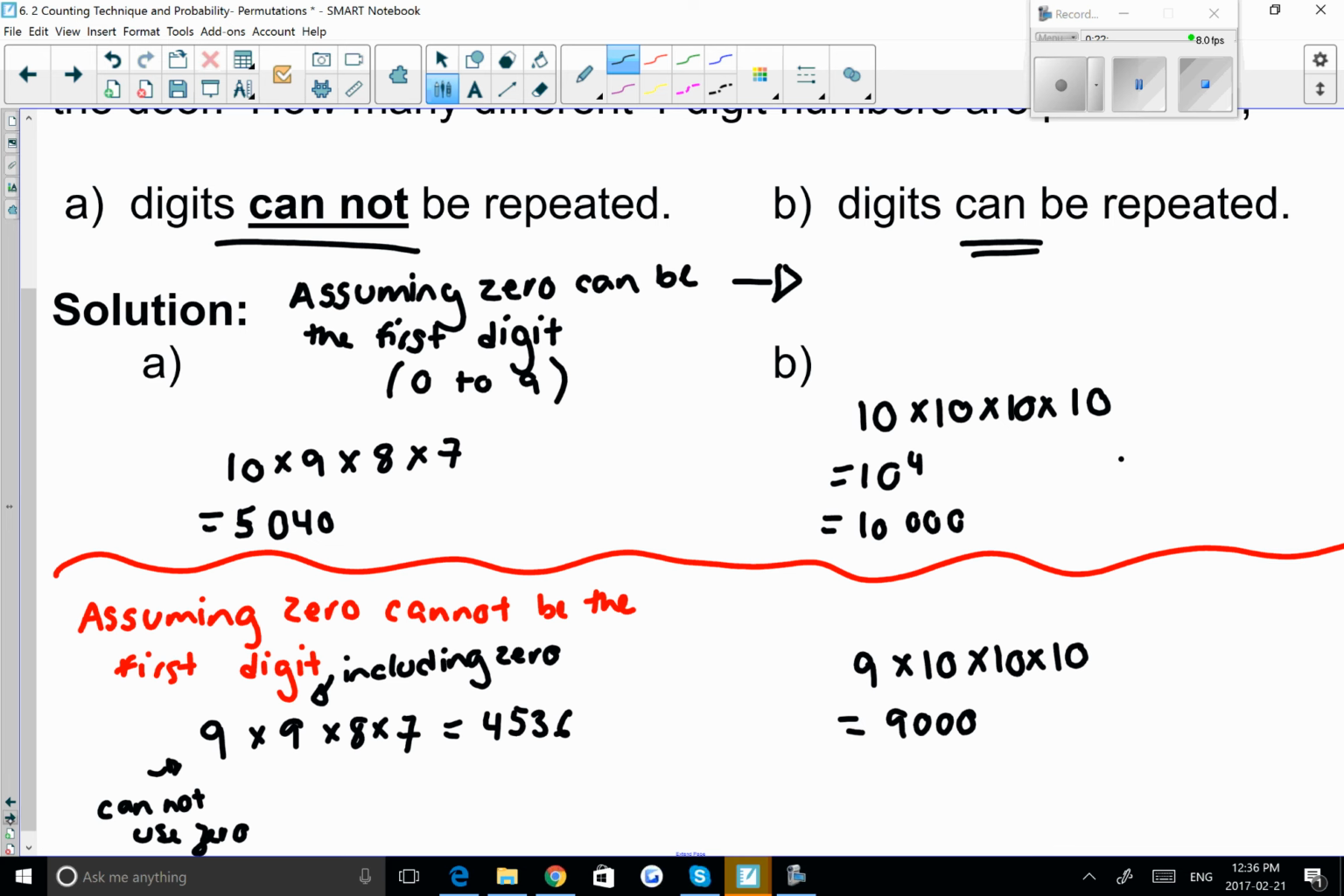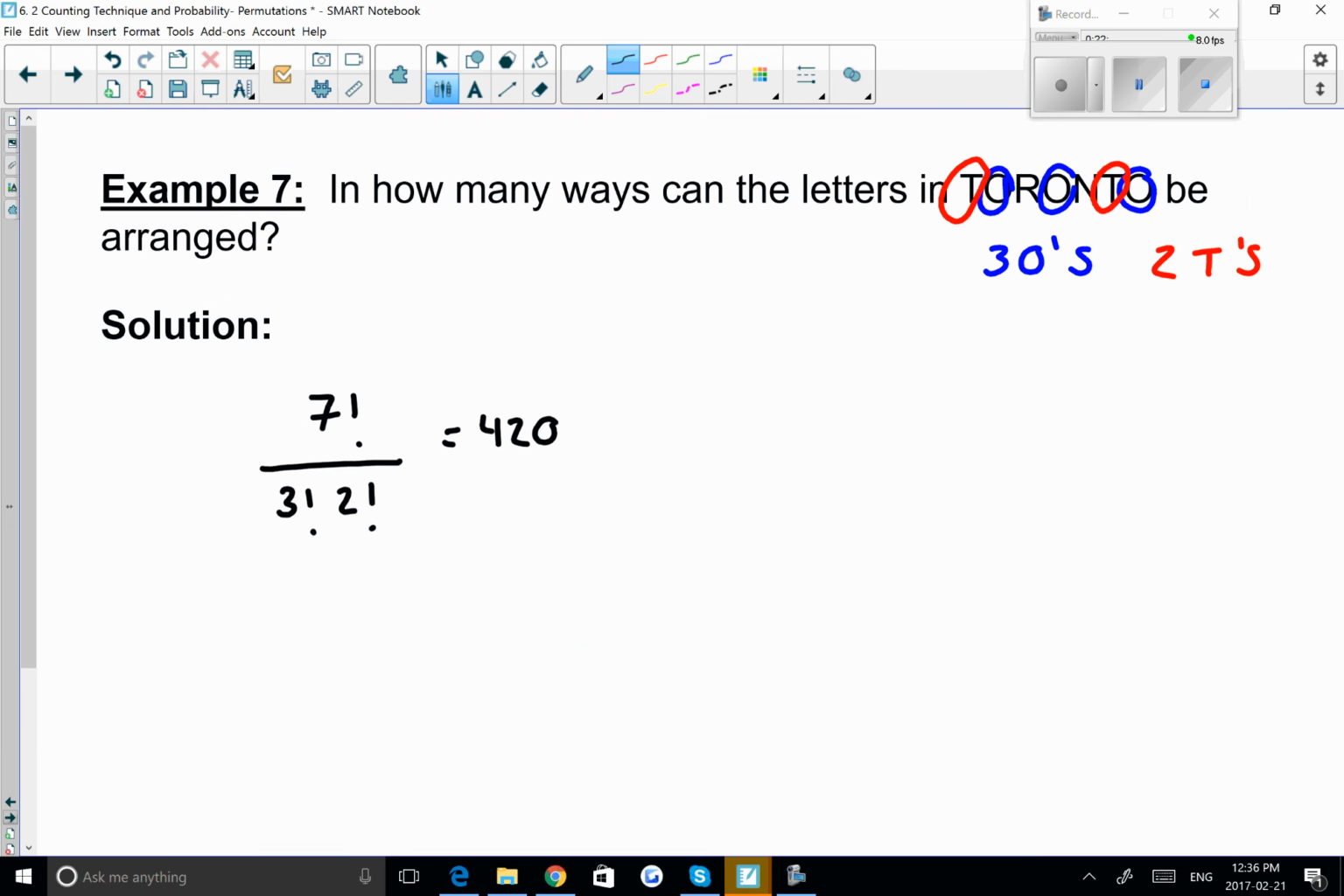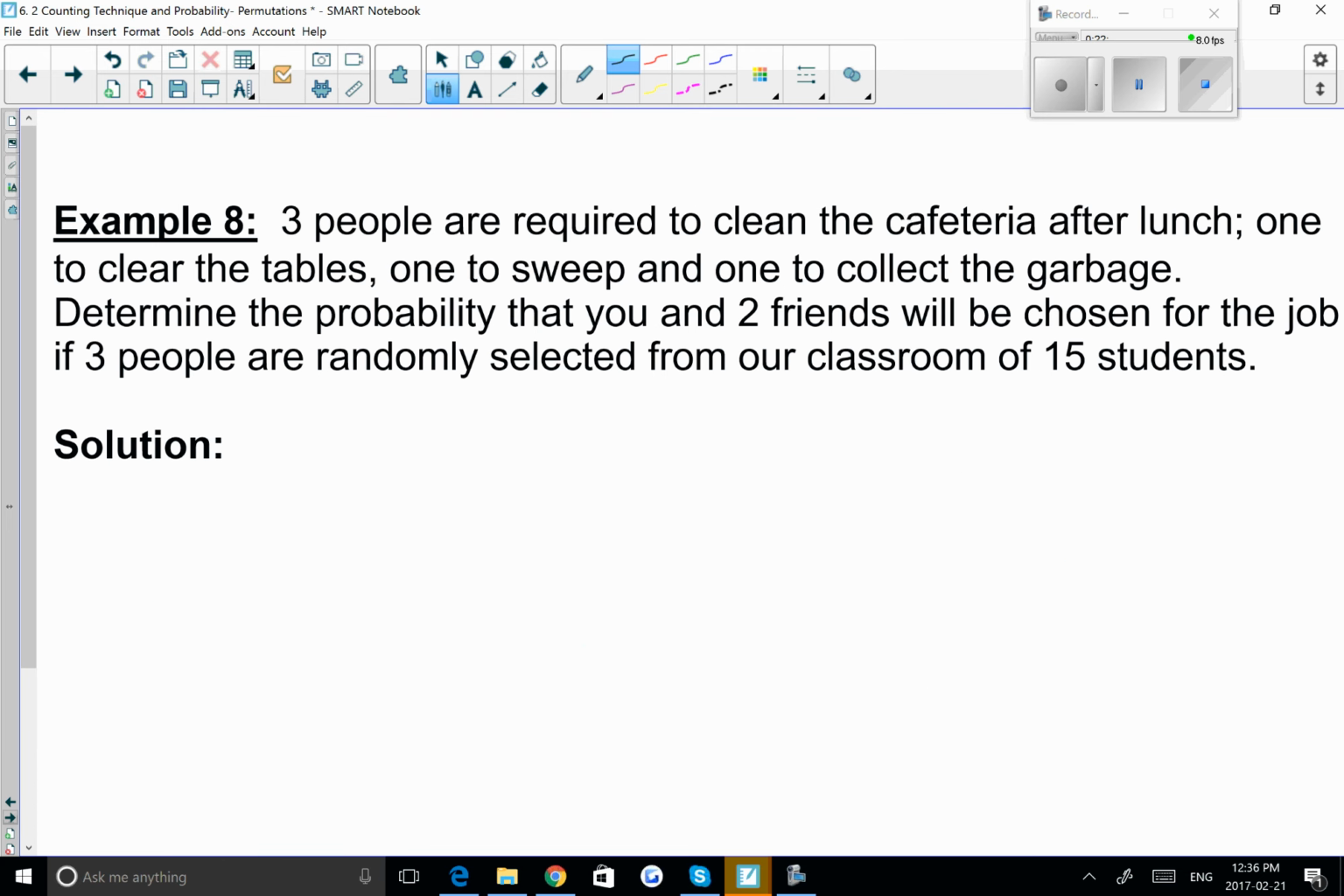And the last question. 3 people are required to clean the cafeteria after lunch, 1 to clear the tables, 1 to sweep, and 1 to collect the garbage. Determine the probability that you and 2 friends will be chosen for the job if 3 people are randomly selected from our classroom of 15 students. So we are doing probability now. You want the probability that you and 2 friends are selected.